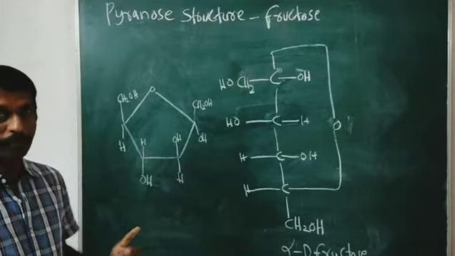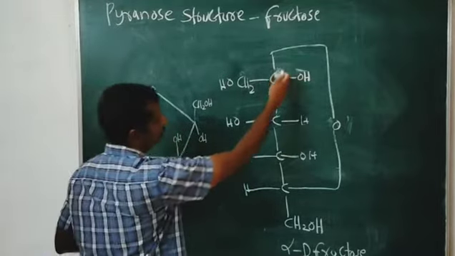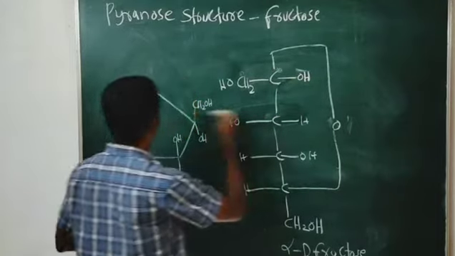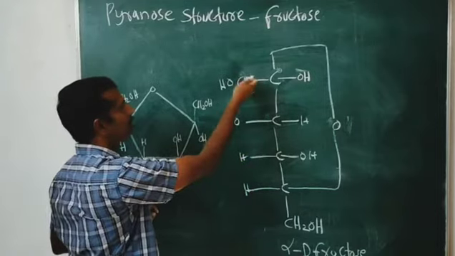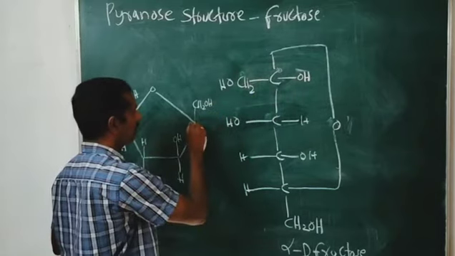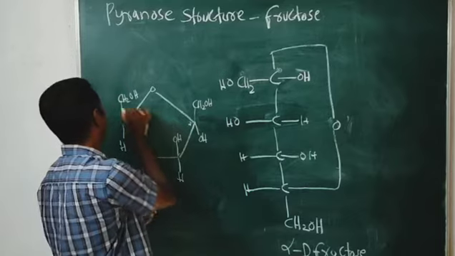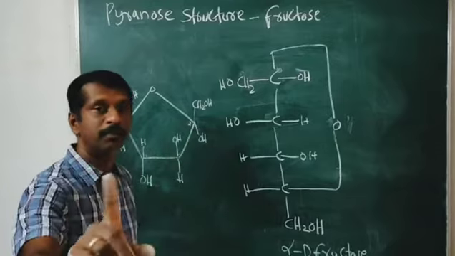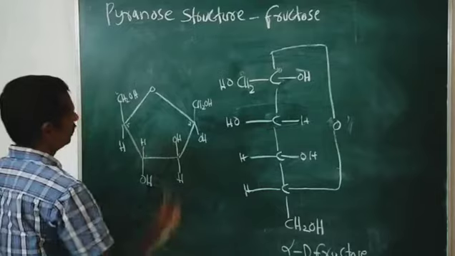Clear? So keep it in mind, the ring contains only 5 atoms. So this is the ring. In this ring, 4 carbon and an oxygen. The first carbon is out of the ring, so it is CH2OH, and this carbon is the second carbon in the ring, then third carbon, fourth carbon, fifth carbon, and this is the sixth carbon. Okay, this is the pyranose structure for alpha D fructose.